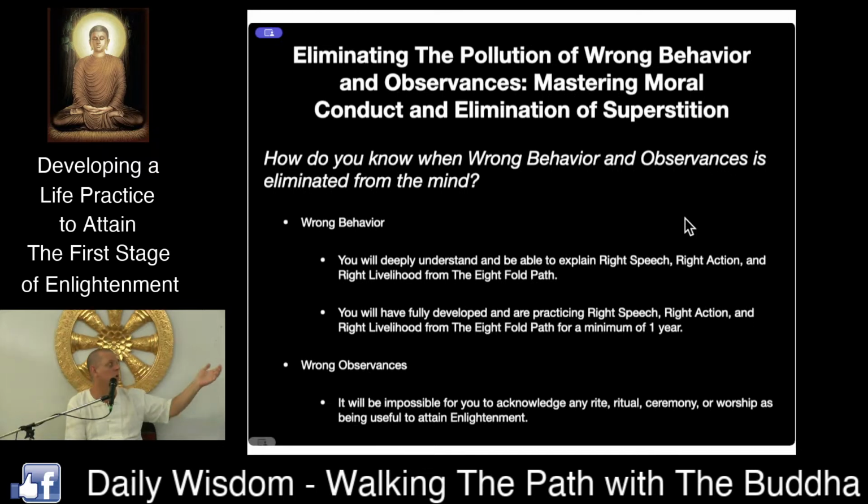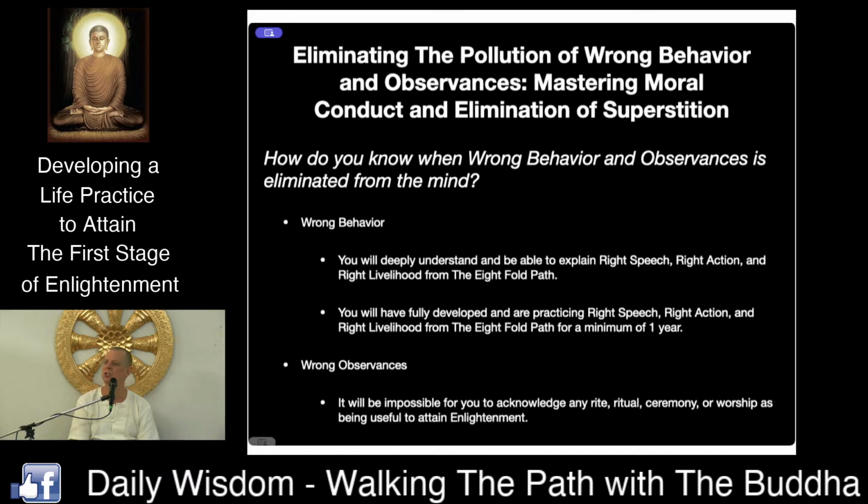So this is how you'll know that wrong behavior and observance is eliminated from the mind. With wrong behavior, you'll deeply understand and be able to explain right speech, right action, and right livelihood. As you saw, I'm able to explain right speech, right action, and right livelihood without even looking at a visual aid, without looking at the book. I can explain to you exactly what right speech, right action, right livelihood is from memory. Because by the time you are practicing the teachings very closely, you would have had to bring them in intellectually, understood them, and then practice them. You would have needed to tweak these very closely.